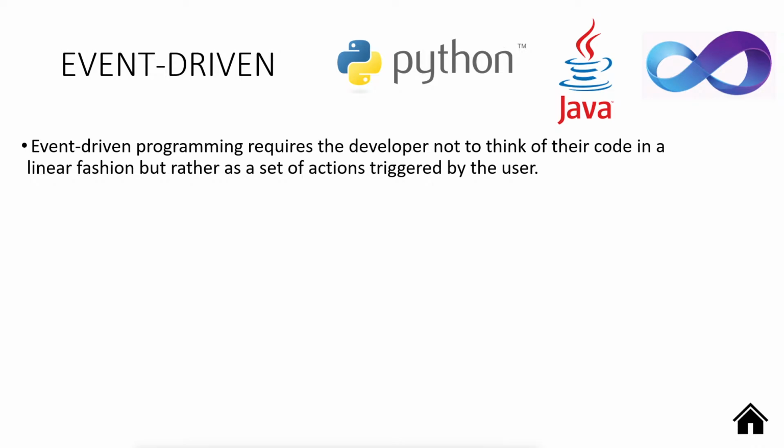So they don't go in order, and the listener functions, or the procedures that you create for event-driven programming, don't run one after another in your code. They only run when you call them, when you trigger them.